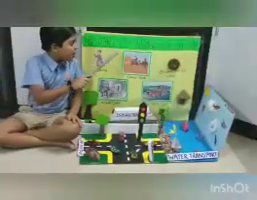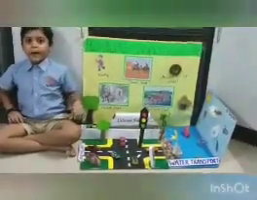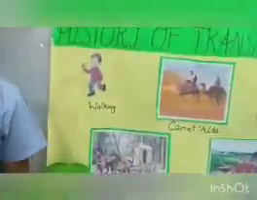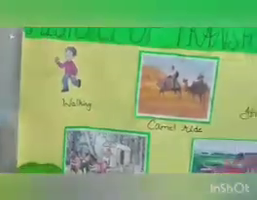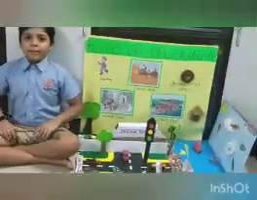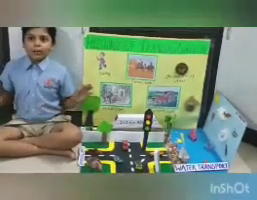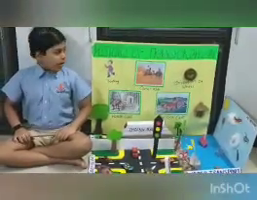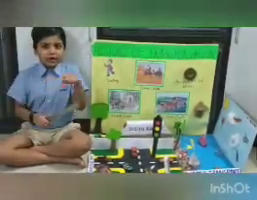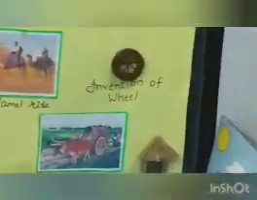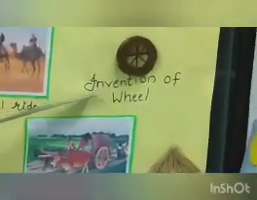The topic is the history of transportation. Earlier, people used to travel by walking and use animals like horse, camel, donkey, etc. for their comfort. But it took a long time to travel. But one day, one man saw a log of wood rolling down from the hill, and they got an idea to invent the wheel.